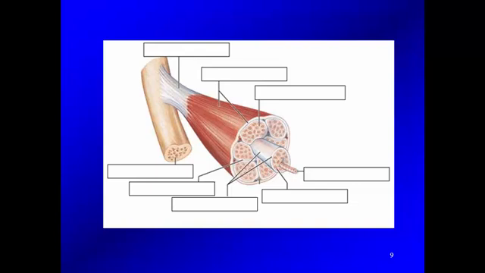So, can you name the parts? Okay, this one up here, hopefully you said tendon. Okay, and the next one, epimysium, around the entire muscle. Can you name what this is right here? Fasciculi. And hopefully you know that's surrounded by the perimysium.